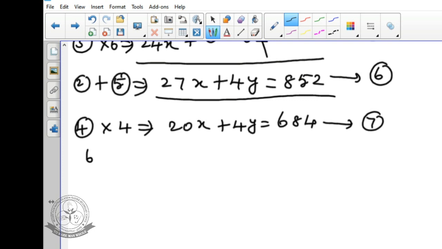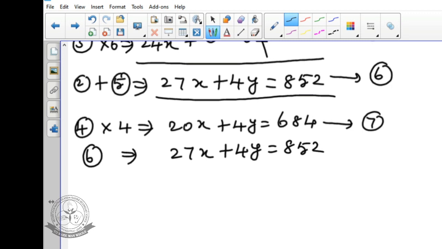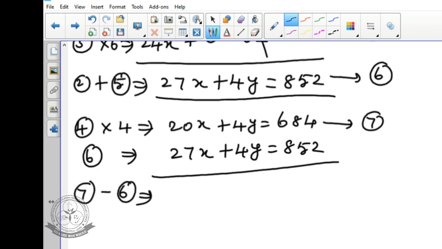Next take equation number 6. What is our equation number 6? 27x plus 4y equal to 852. Now we have the y term with the same coefficient, but one is plus 4y and the other is minus 4y, so we are going to subtract the equations. So equation 7 minus 6. The 6th equation is being subtracted, so we have to change the symbols. That is minus, here also minus, here also minus. So the y term is fully cancelled.